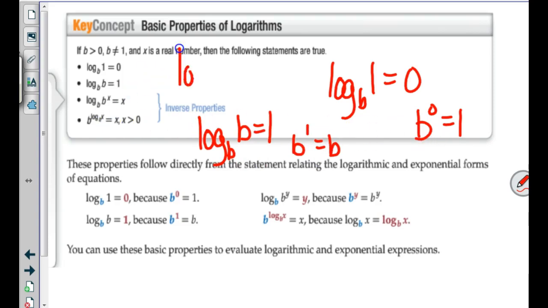Okay, then it says log base b of x equals x. Oh, I'm sorry. I didn't write that one right. Try again.